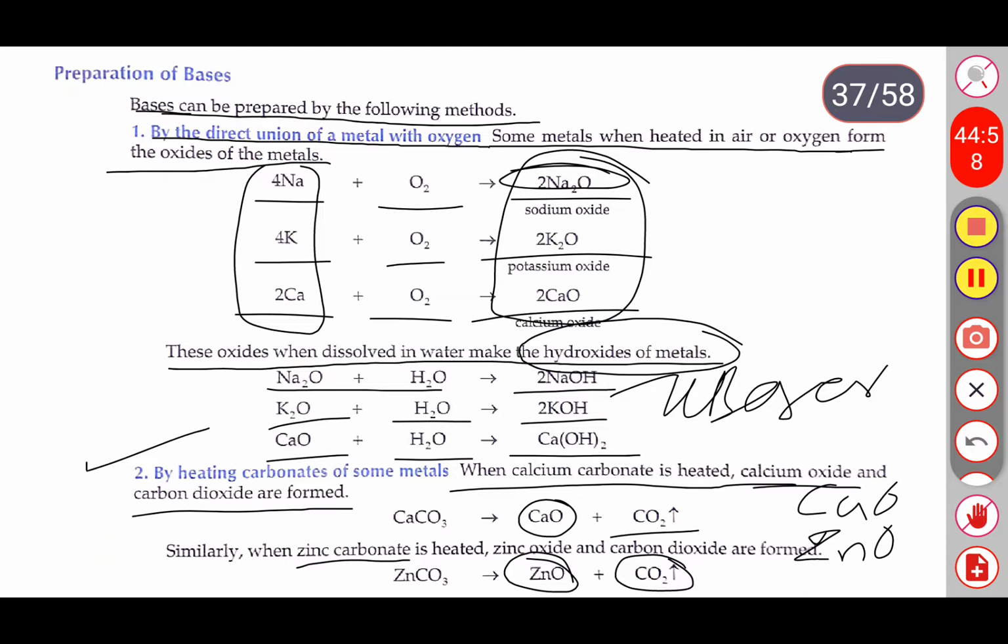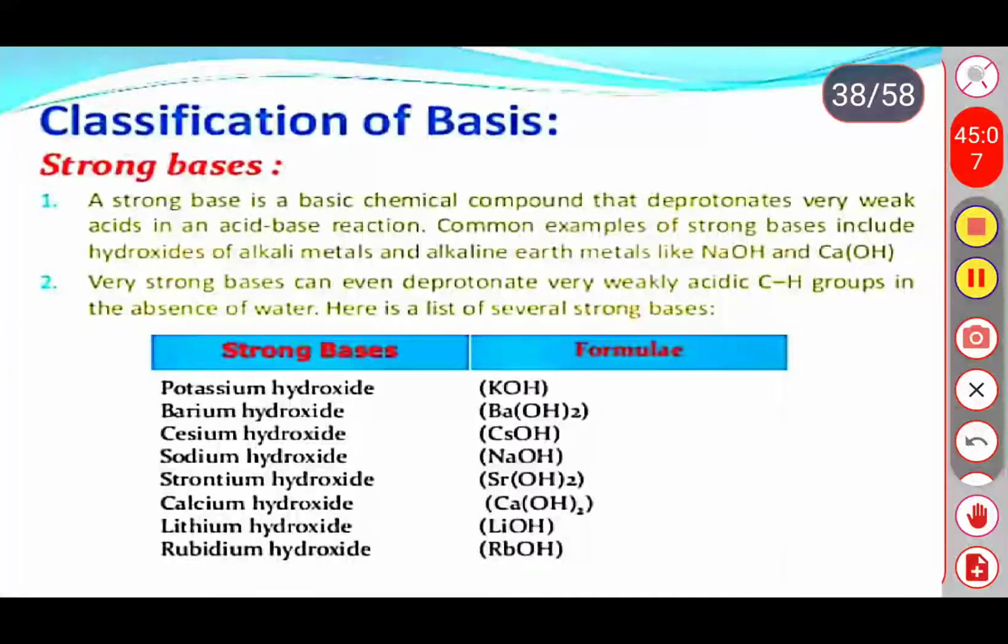Next one, classification of the bases. We already once classified the bases on the basis of their solubility. So on the basis of solubility, bases are classified into two types: first one is alkalis and normal bases, soluble bases and insoluble bases. And the second type of classification is strong bases and weak bases. Classification of the bases is on the basis of the amount of hydroxide ions it releases when it dissolves in the water.